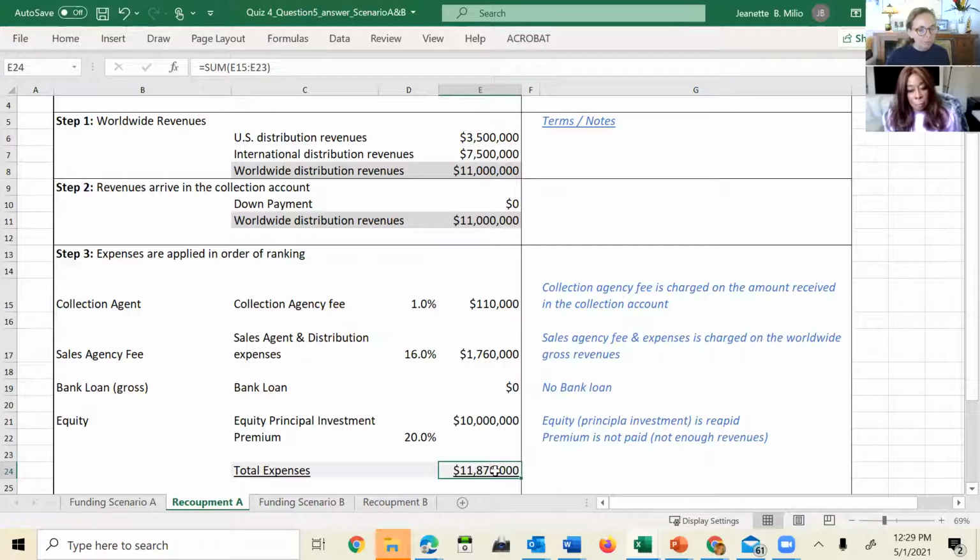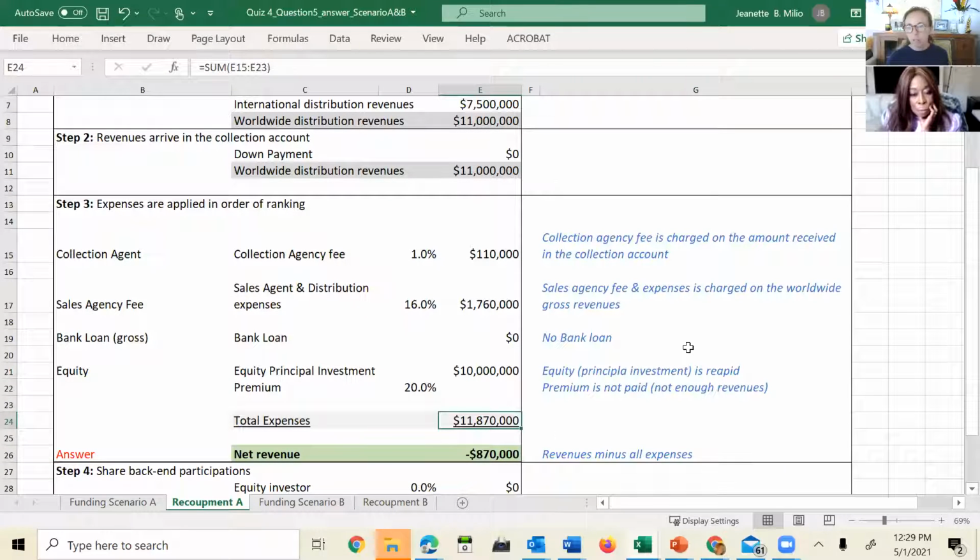Because we can already see that the recoupment is much more than the revenues. We have 11,870,000 as expenses already, without even the premium in there, and we're only making $11 million. So we're losing $870,000. So you have to do something creative. That's what we're doing next. We're saying, this is not working.